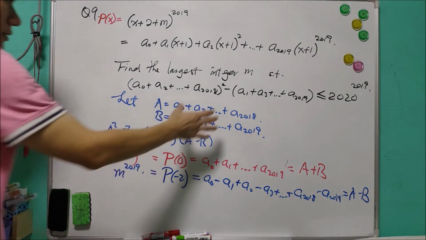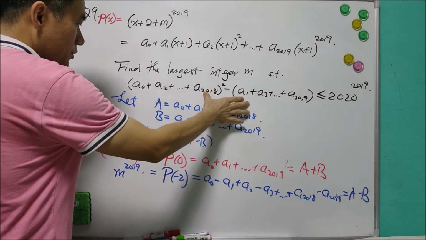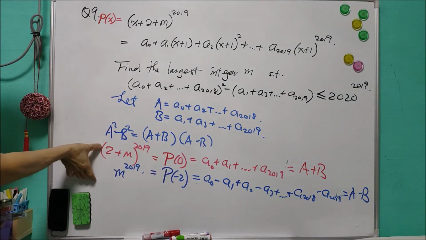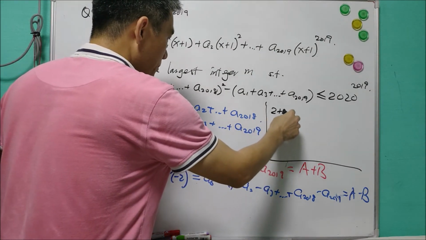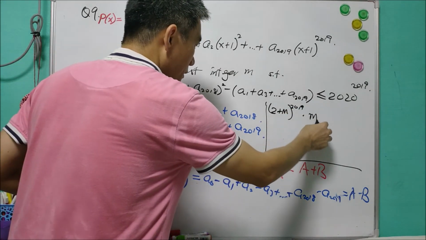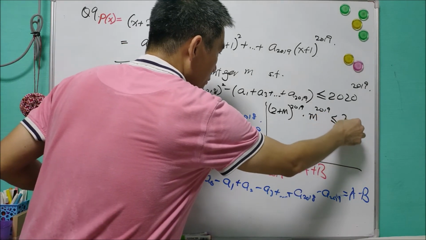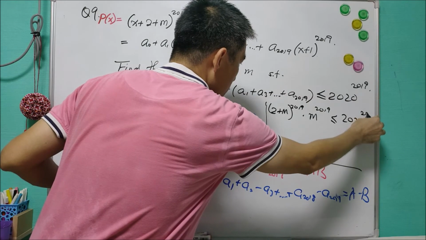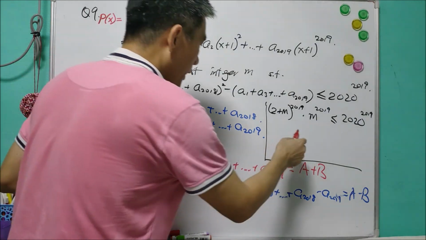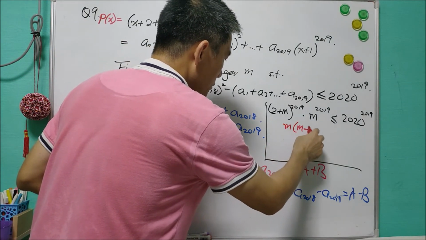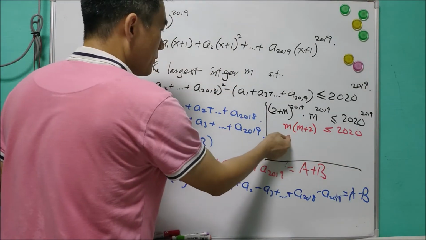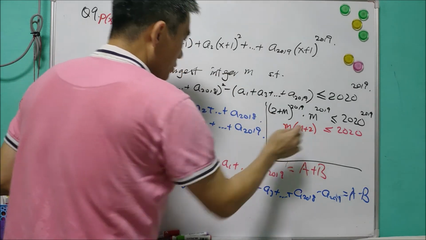So from what we have here, the left-hand side of the inequality is equal to A squared minus B squared, which is (A + B)(A - B), and is actually equal to this one. So (2 + m) to the power of 2019 times m to the power of 2019 is less than or equal to 2020 to the power of 2019. Since we are interested in the positive value of m, this will mean that m times (m + 2) will be less than or equal to 2020. So from here, we need to find the largest integer m such that this is true.